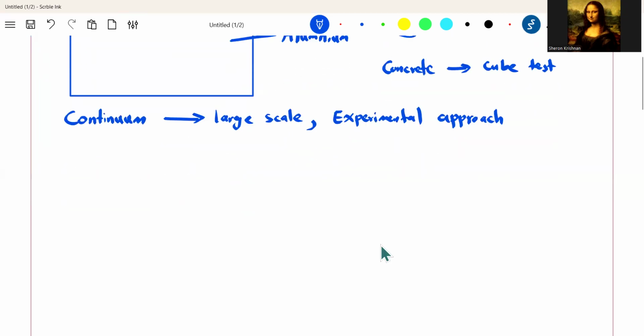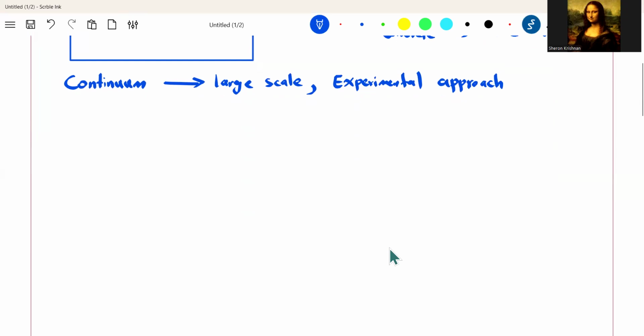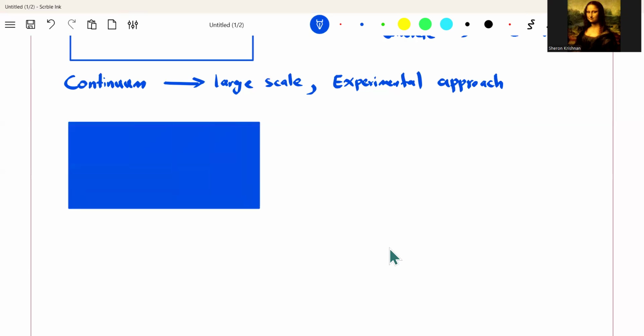Okay, so now I gave the explanations. What is the meaning of continuum? If you assume your material is a continuum, that means there are no discrete material points inside the matter. So now the material is a continuum.